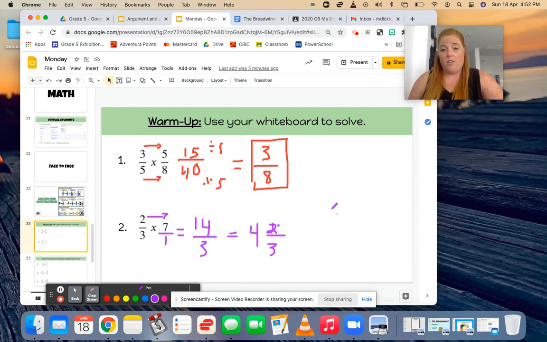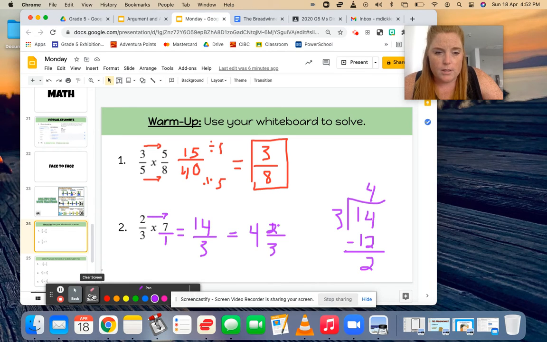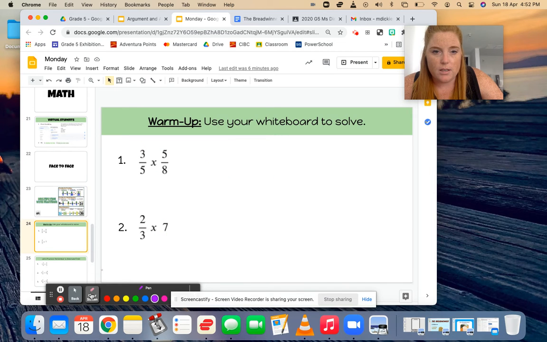You also could have figured that out by taking 3 and dividing it into 14, right? 3 goes into 14 4 times. That's my whole number. 3 times 4 is 12. I subtract, I get 2 left over. That's my remainder. I have 2 left out of 3. Okay, I think you guys probably did pretty good on that one because you've been stellar at solving those ones. All right, let's go on to the next one.